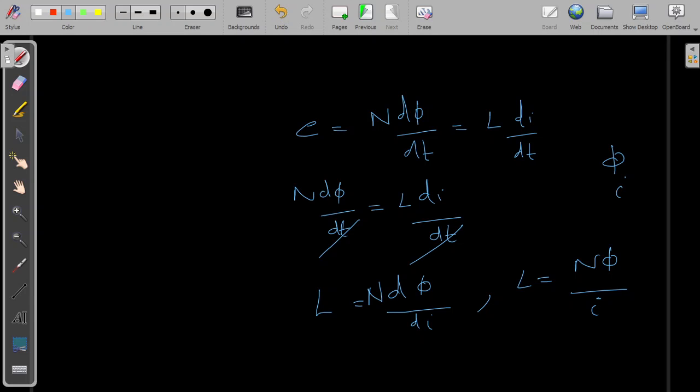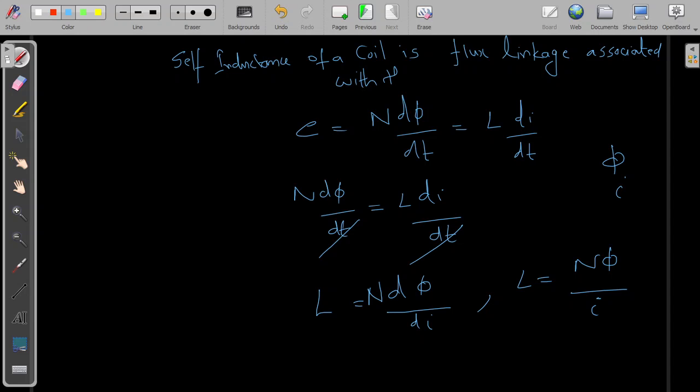That means another meaning for the self-inductance of a coil is that the self-inductance of a coil is the flux linkage, that is N phi, associated with the same coil per unit current flow through the same coil.